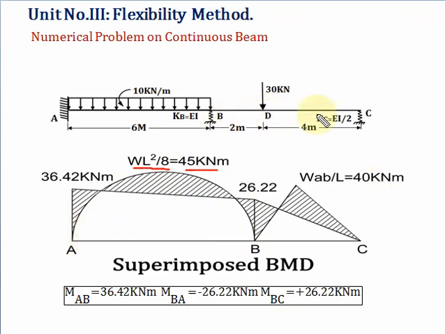Now member BC is loaded by a point load, but the point load is not at the center, it is away from the center. So the value of free bending moment will be WAB upon L. Value of W is 30, value of A is 2, value of B is 4, and total length is 6. So 30 into 2 into 4 upon 6, the value is 40 kilonewton meter. As the point load is there, you have to show by the straight line. So this is the free bending moment diagram.